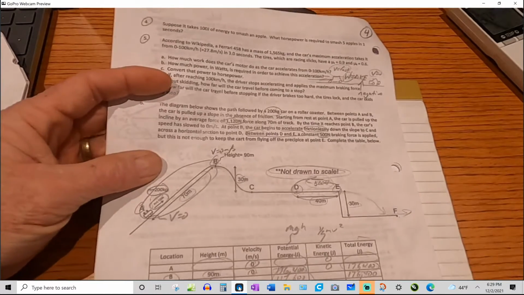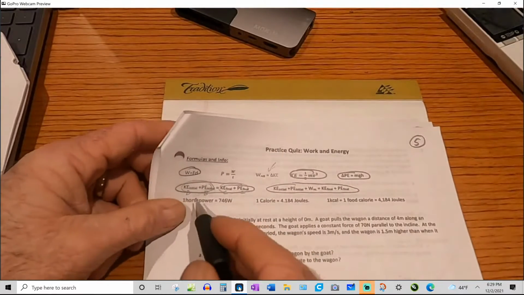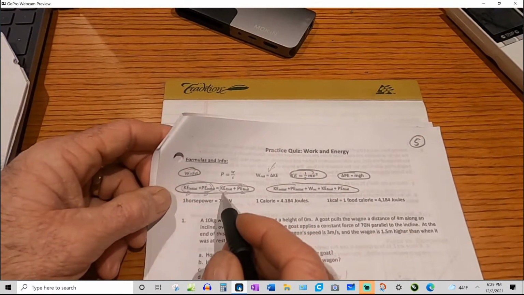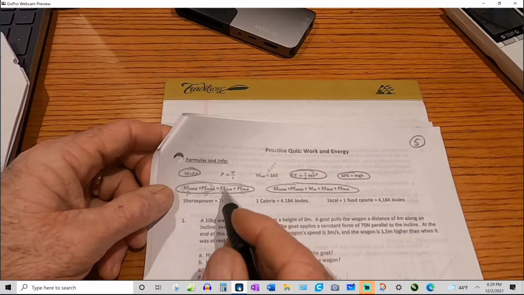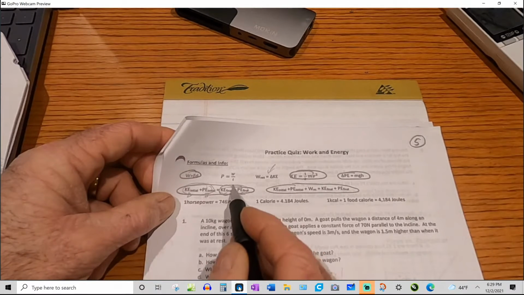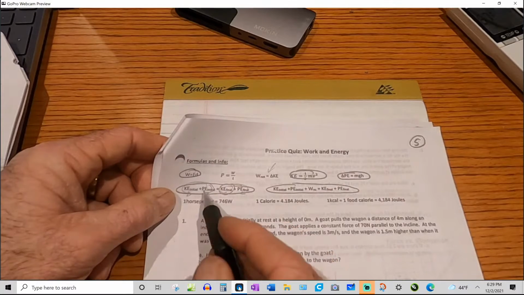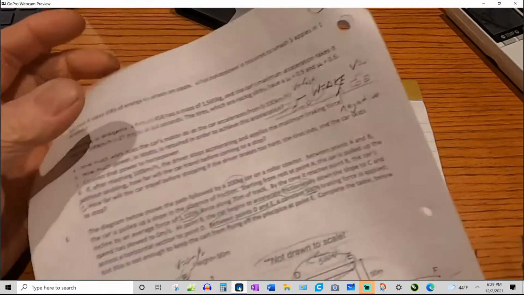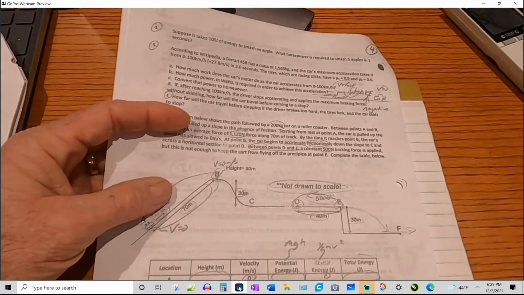And if I wrote everything I knew out here, the only variable that I would not have an answer for is this one. I'd know this, I'd know this, I'd know that, and I could solve for that. But I've really got that same thing set up here.